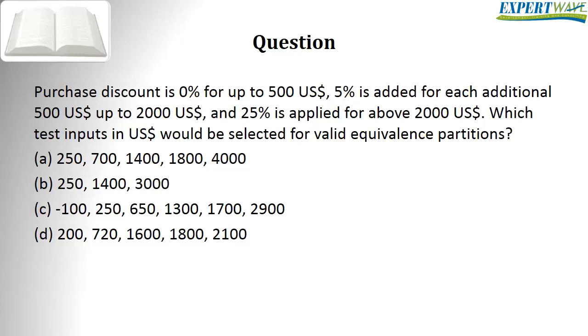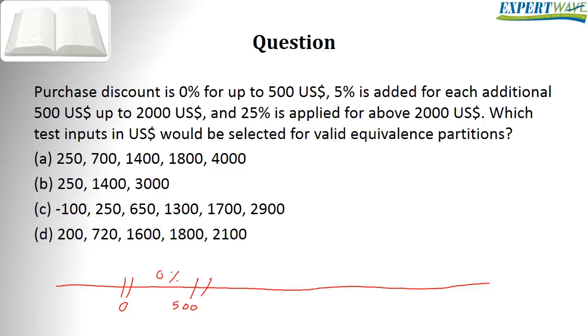Sometimes those kinds of questions are more like English questions, not like testing questions. So we have to be very careful, reading the words to understand what the question is actually about. So in our case, what are the partitions? It's clear that our first partition will be from 0 to $500, and in that case we will only get 0% discount. The tricky part is, what is the second partition?